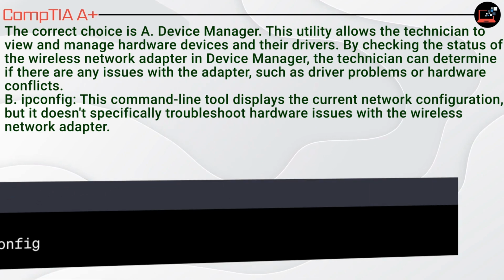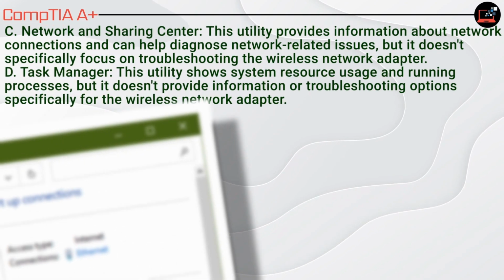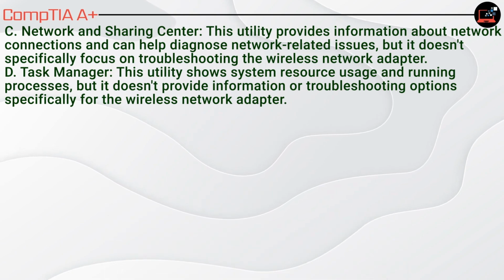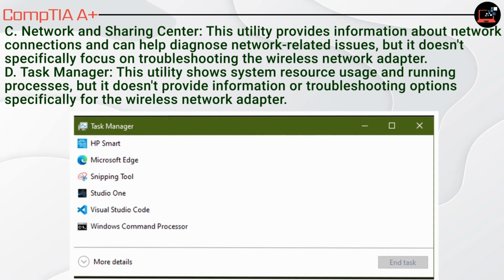B. ipconfig. This command line tool displays the current network configuration, but it doesn't specifically troubleshoot hardware issues with the wireless network adapter. C. Network and Sharing Center. This utility provides information about network connections and can help diagnose network-related issues, but it doesn't specifically focus on troubleshooting the wireless network adapter. D. Task Manager. This utility shows system resource usage and running processes, but it doesn't provide information or troubleshooting options specifically for the wireless network adapter.